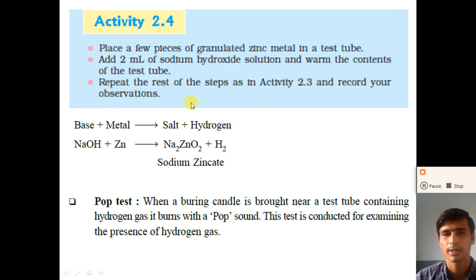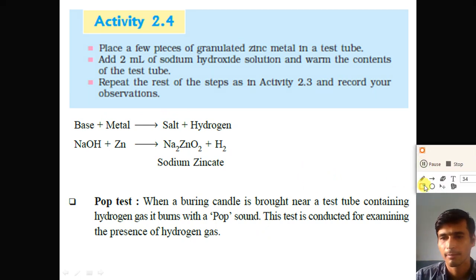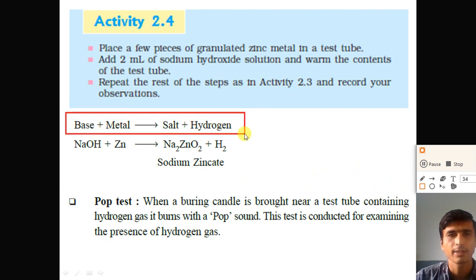So dear student, here also when the base reacts with the metal, it produces the salt and hydrogen gas. So remember this equation: when a base reacts with metals, it produces a salt and hydrogen. So from these two, we can say that when an acid or a base reacts with a metal, it produces a salt and hydrogen gas.